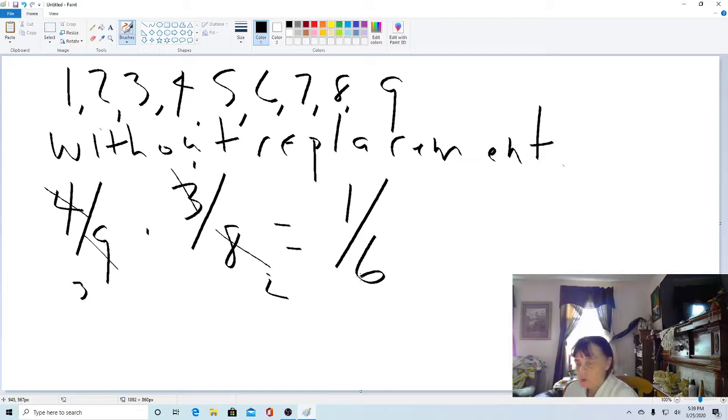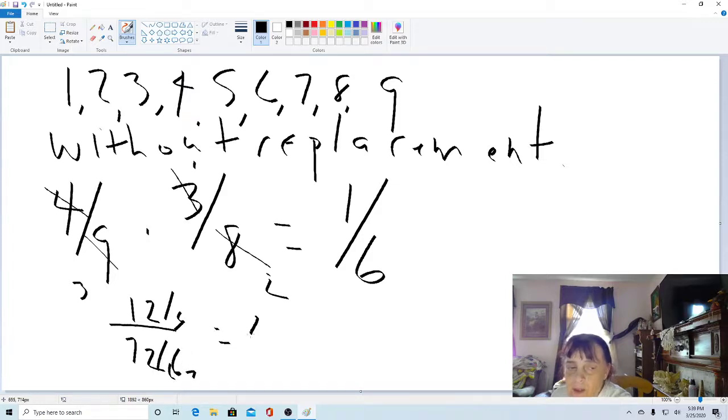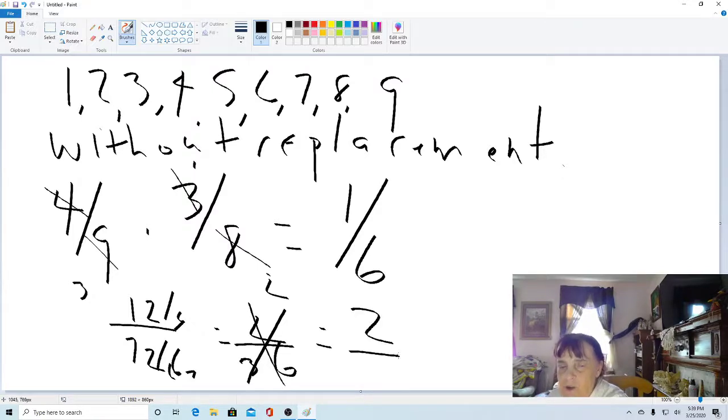Or you could say it's also 4 times 3 is 12, 9 times 8 is 72. It would be 12 over 72. Divide both of them by 6. And that'll be 2 over 12, which reduces to 1/6.